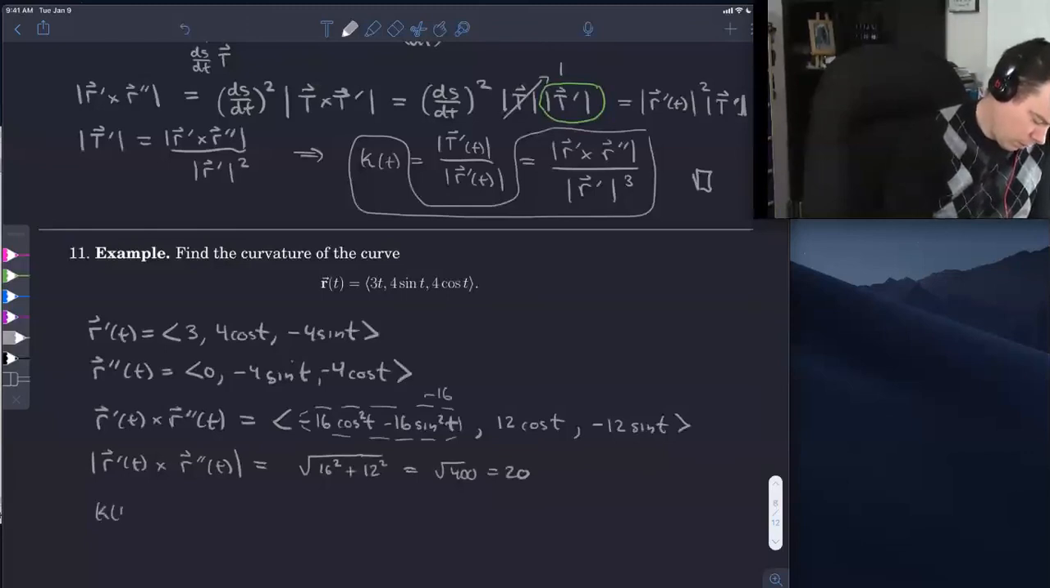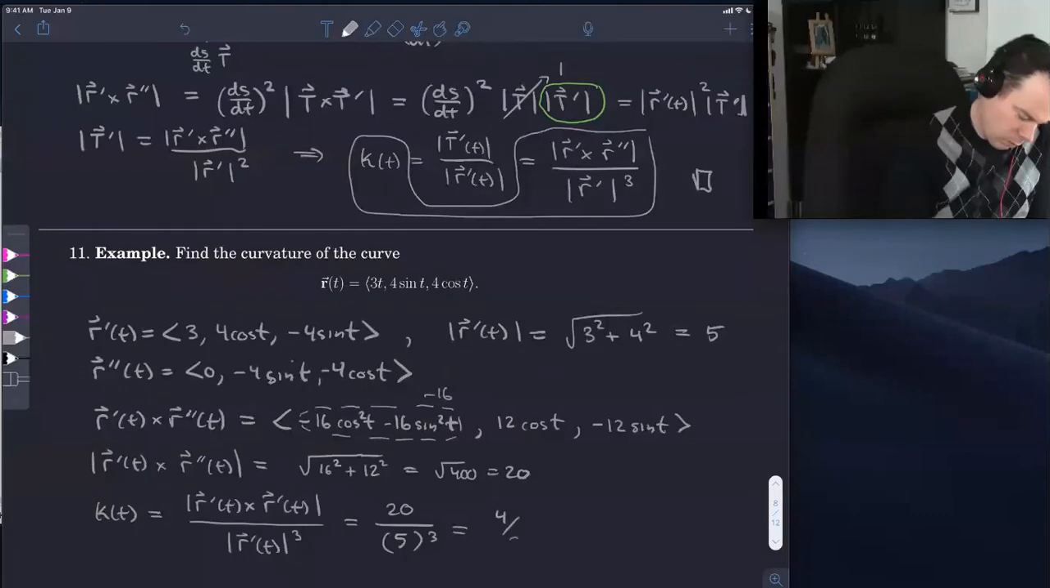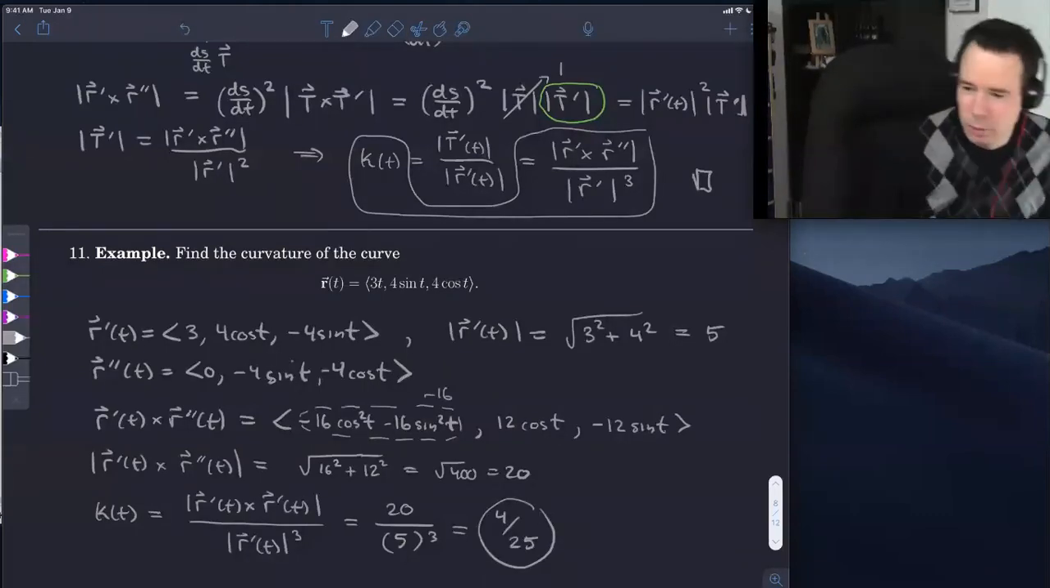And so the curvature of t is given by this cross product in magnitude all over the cube of the magnitude of r prime of t. So that's 20 over the magnitude of r prime of t, I might as well write it out here: r prime of t is 3 squared plus 4 squared cos squared plus 4 squared sine squared, so that's root 25, or 5. So it's 20 over 5 cubed. We get a 5 canceling, so this is 4/25ths. And so there we go.